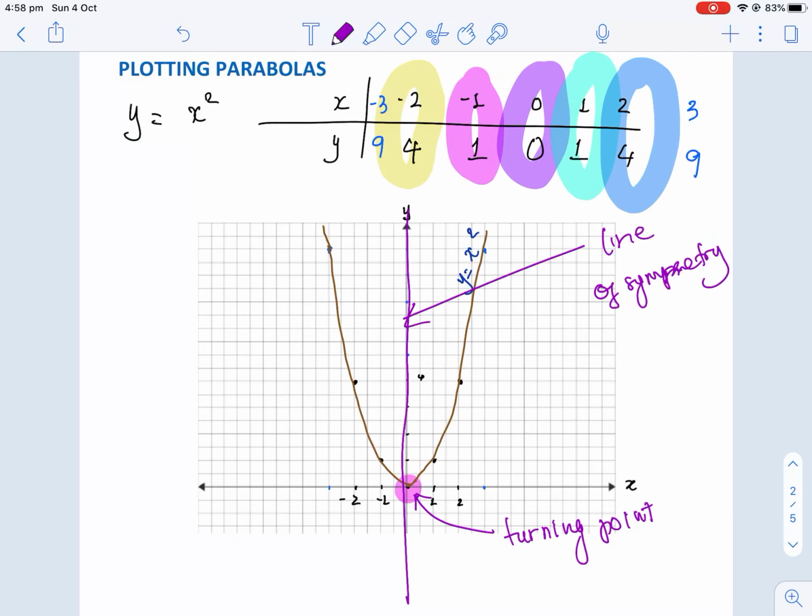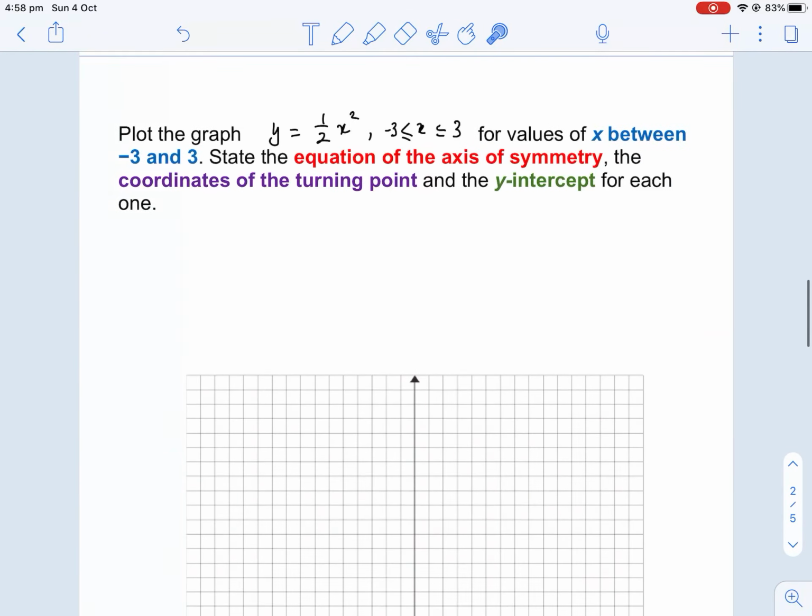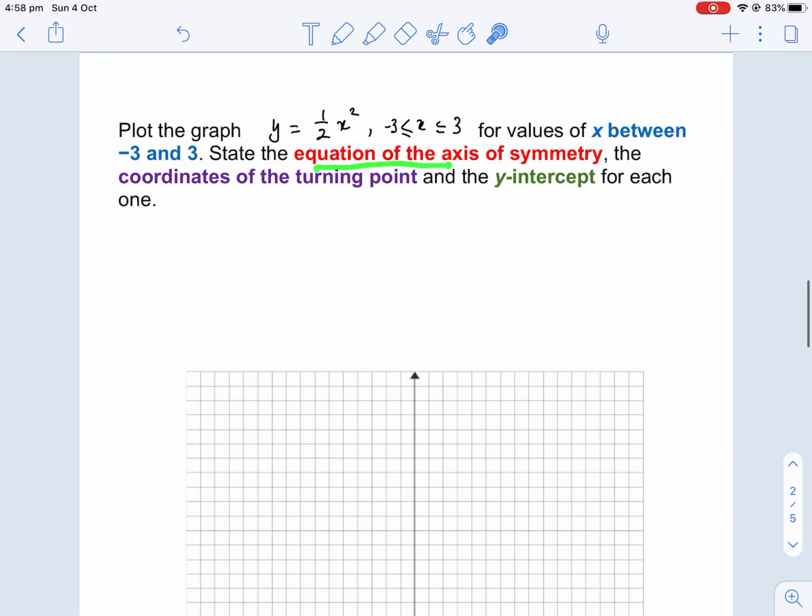This is how you plot the parabolas. You just make a table of values. Next, plot this graph y equals 1/2 x squared for values of x between negative 3 and 3. Then you have to state the equation of the axis of symmetry, and the coordinates of the turning point and the y-intercept for each one.